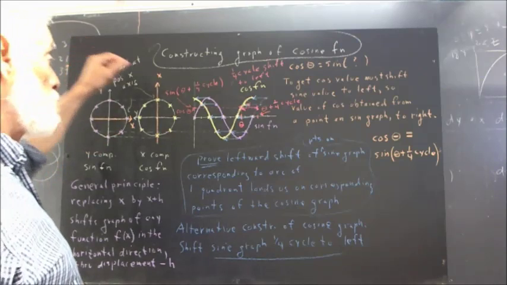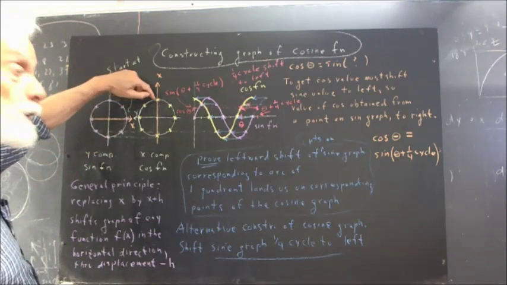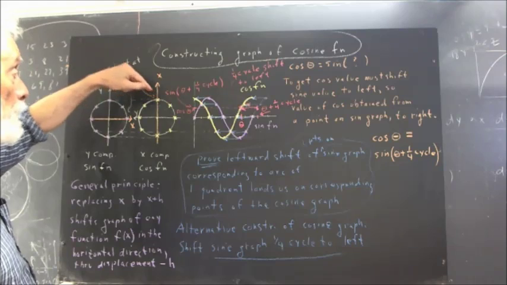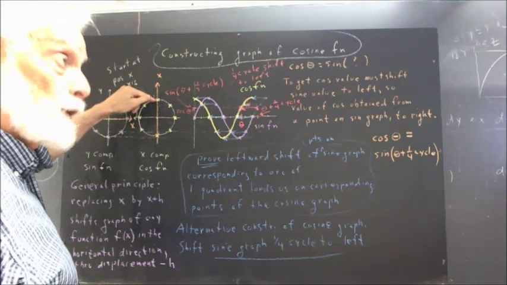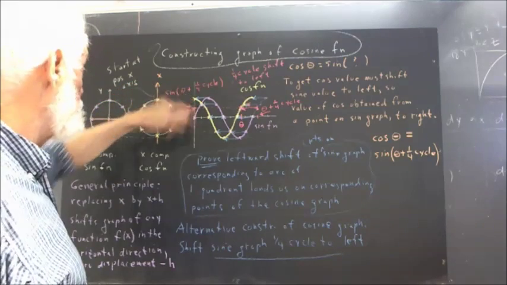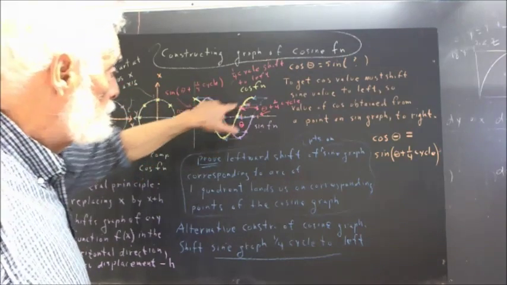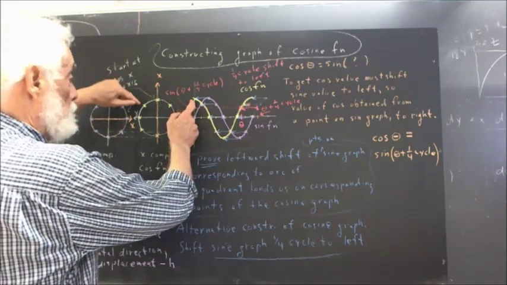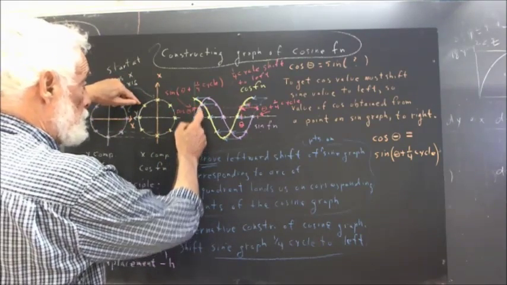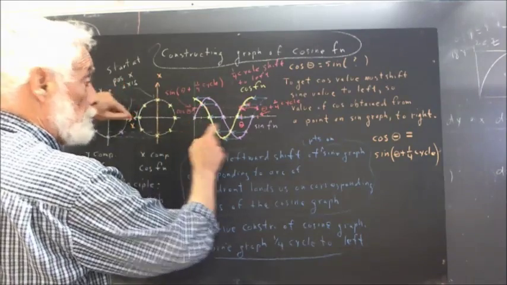We construct then the graph of the cosine function, still starting at the positive x-axis and projecting this x value, now no longer the y value, over to the graph. And we get this graph. Okay, to start here, we get this point. Move here, we get the point corresponding to this, which is here, and so forth.